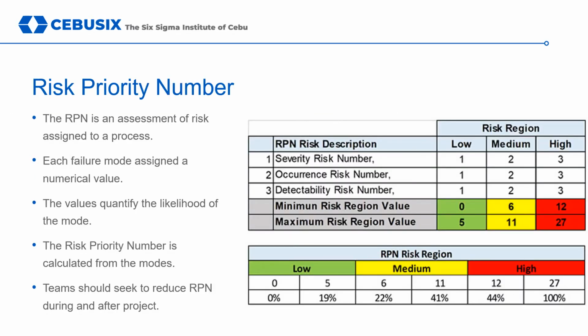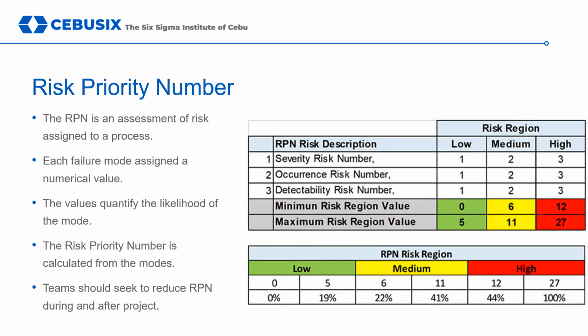The risk priority number is an assessment of risk assigned to a process. In the previous step, we scored the severity, occurrence, and detection risks for a failure mode. And now we need to calculate the risk priority number by multiplying the 3 scores for each failure mode together. By the end of the project, and after implementation of the improvements, this number should be decreased, so we will have to recalculate it later.